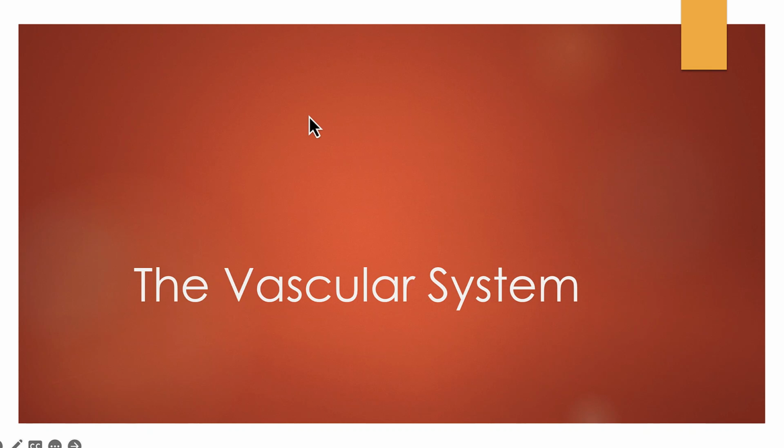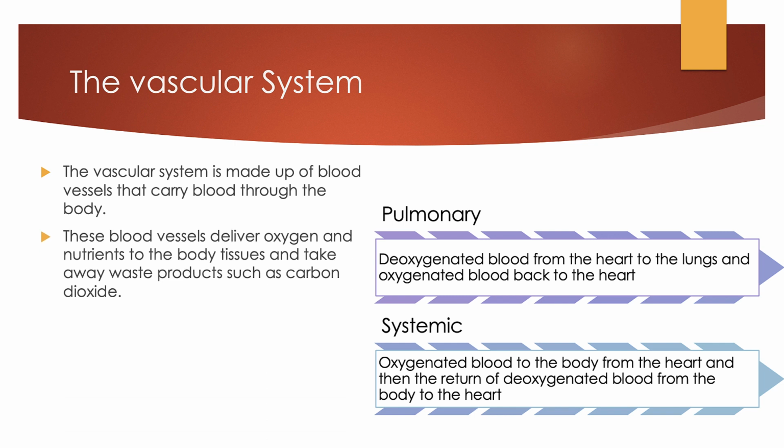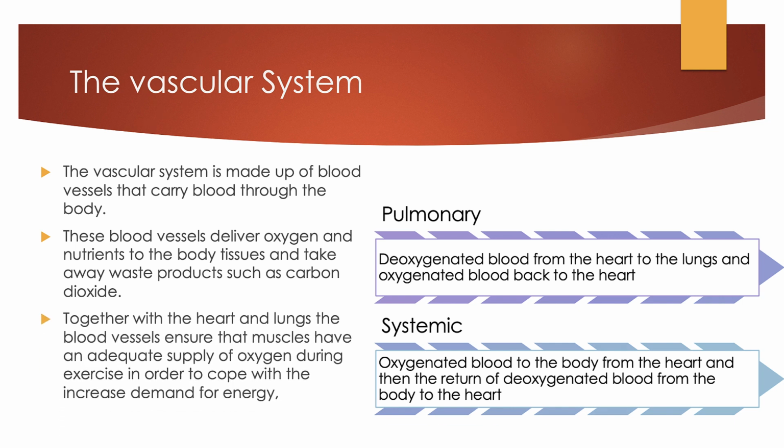The vascular system. The vascular system is made up of the blood vessels that carry blood through the body. These blood vessels deliver oxygen and nutrients to the body tissues and take away waste products such as carbon dioxide. Together with the heart and the lungs, the blood vessels ensure that muscles have an adequate supply of oxygen during exercise in order to cope with the increased demand for energy.